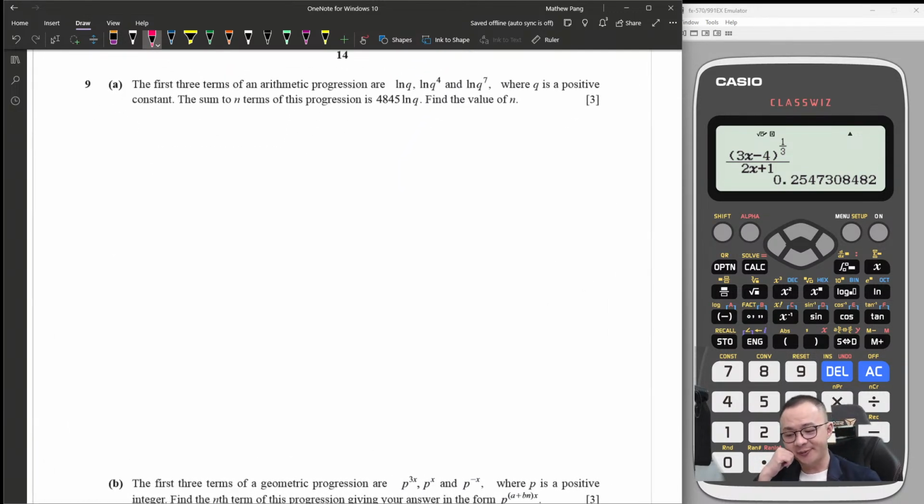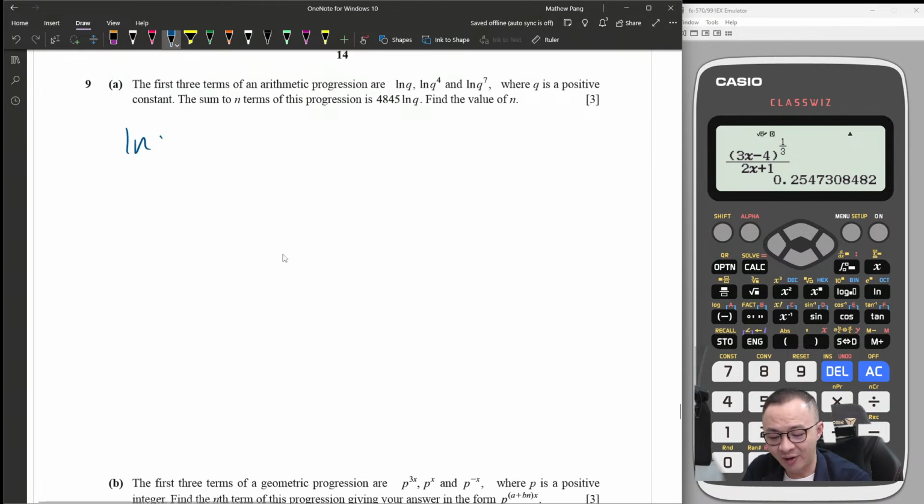Okay, series. First three terms of the arithmetic progression is ln q power of 4, ln q power of 7, where q is a positive constant. So the sum of the n term is 4845 ln q. Find the value of n. Progression AP also want to add ln for it. I like it. Let's do.